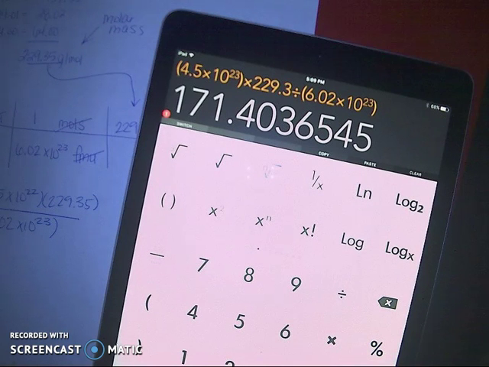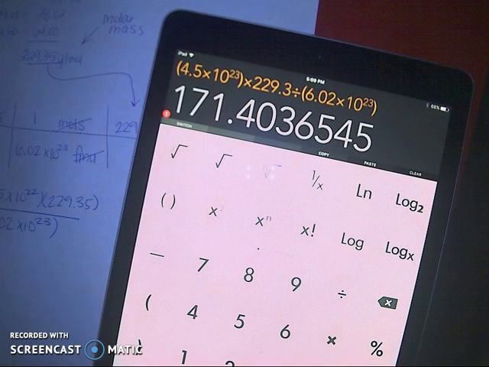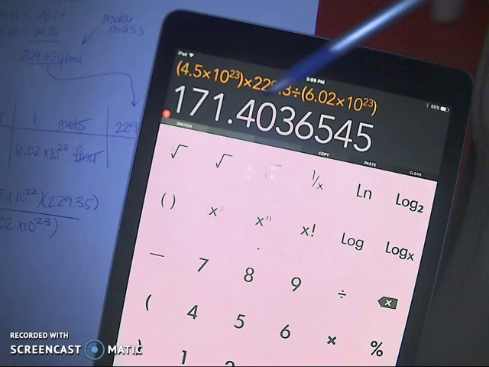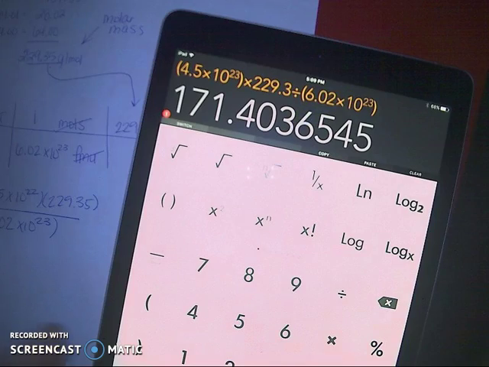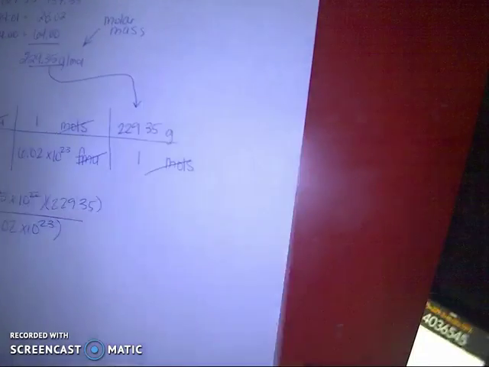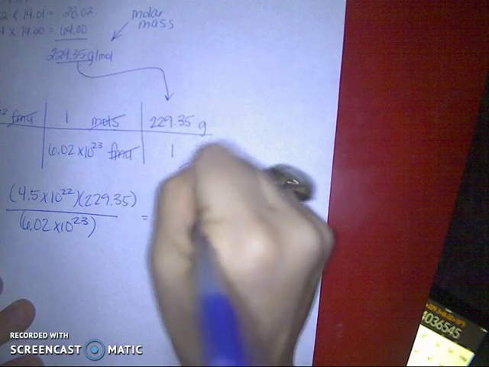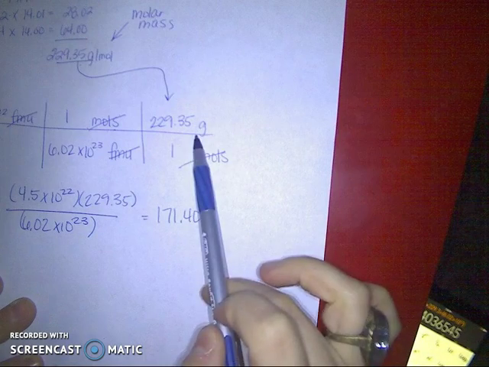a decimal number. I have 171.403. Remember, I only need 2 decimal points after the decimal, but we always look at the first 3 numbers. This is going to round to 0.40 because the third number is less than 5. So our answer is 171.40. And our unit is going to be whatever's not canceled out in our T-chart. So that means it's going to be grams.